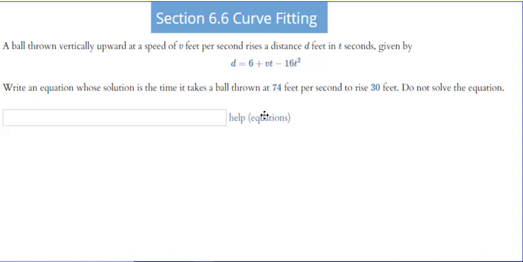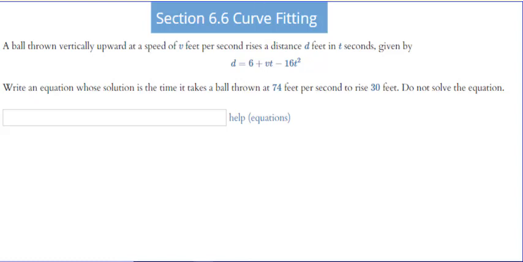A ball is thrown upward at a speed of v feet per second, rises a distance d in t seconds, given by d equals 6 plus v sub t minus 16t squared. So they didn't give us the initial velocity, right? So write an equation whose solution is the time it takes the ball thrown at 74 feet per second to rise 30 feet. Do not solve it.